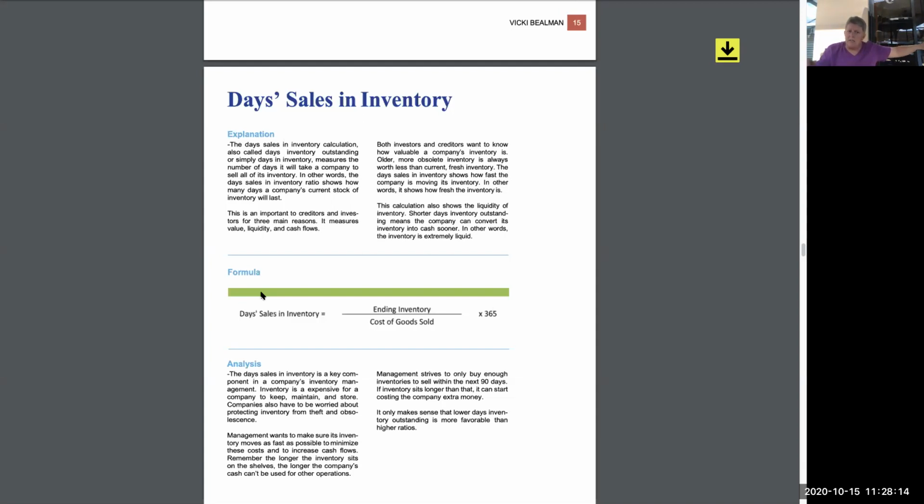So let's see how many days of sales in inventory do we have. Ending inventory was 5,797,000. Cost of goods sold was 12,141,000. And you divide those out, and that came out to 0.477 times 365. 174 days of sales already in inventory. You have enough already made in your inventory, if you didn't make another thing, to cover 174 days of sales.